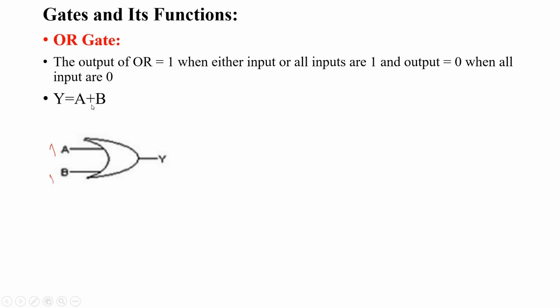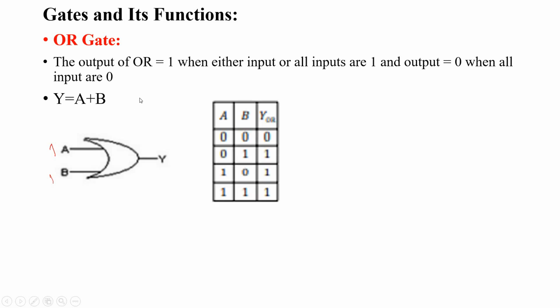This plus is a logical OR operation. This is not a mathematical plus operation. This is a logical OR operation, A or B, right? So this is the truth table for A or B. Here you can see that when input A is 0 and input B is also 0, your output is also 0, right? When input A is 0 and input B is 1, your output is also 1.